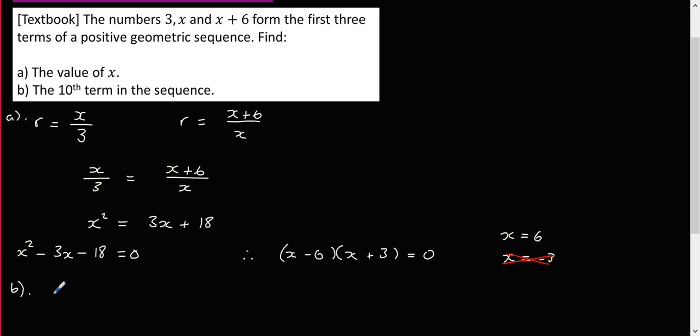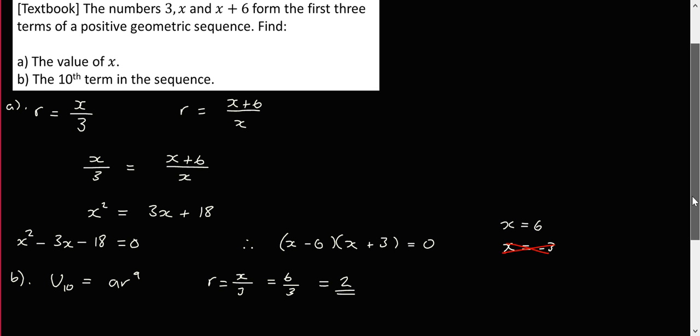So for B, we're trying to find u10. Now u10 is ar to the power of 9. So we're going to need to work out what r actually is, right? Where x equals 6, what is r? So we're going to go to this one here. r is x over 3. It's the easiest one to use, which is 6 over 3, which is 2. So we've got our r.